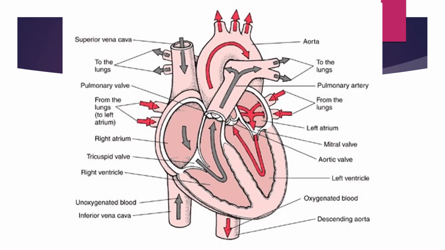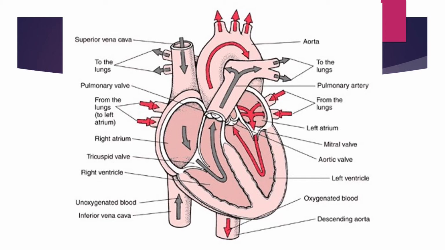Now, this deoxygenated blood from the right ventricle is carried away to the lungs with the help of the pulmonary arteries. Here also a valve is present which prevents the backflow of blood from the pulmonary arteries to the right ventricle. That valve is called the pulmonary valve. Pulmonary arteries carry the blood from the heart to the lungs for the oxygenation of blood. After that, the blood from the lungs gets oxygenated and again enters the heart in the left atrium with the help of pulmonary veins.